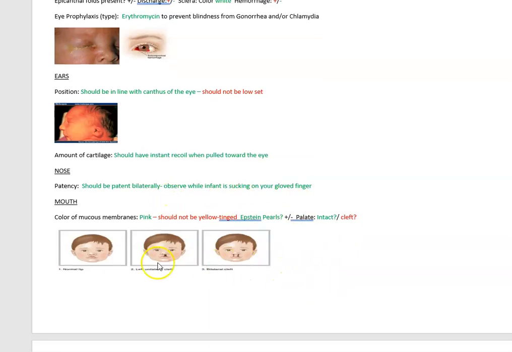The nares should be patent, and we look at them while the baby is sucking on your finger. Color and mucous membranes should be pink. They should not be yellow tinged. Epstein pearls are normal. They're just little collagen collections under the gums, and the palate should be intact.